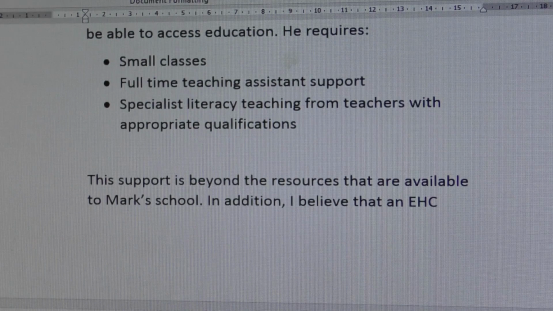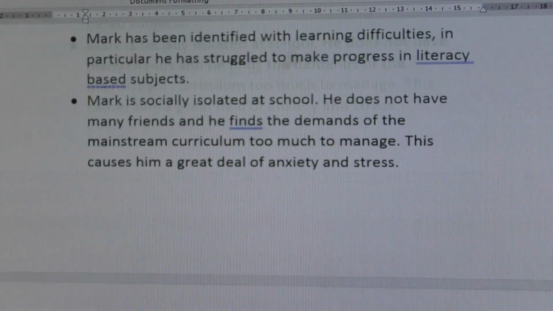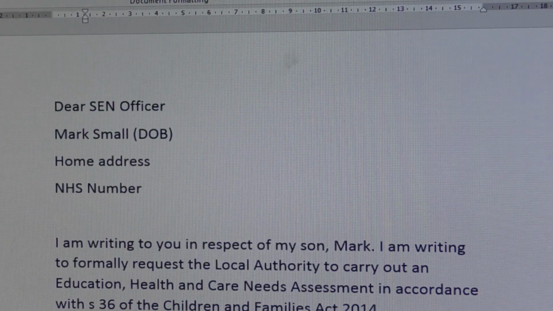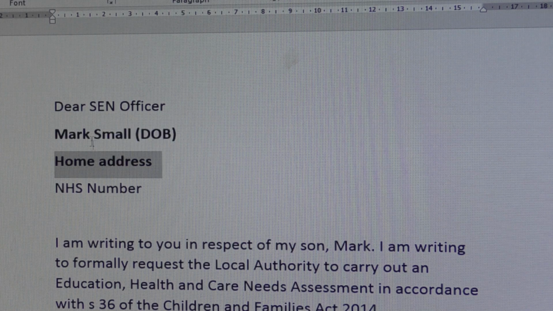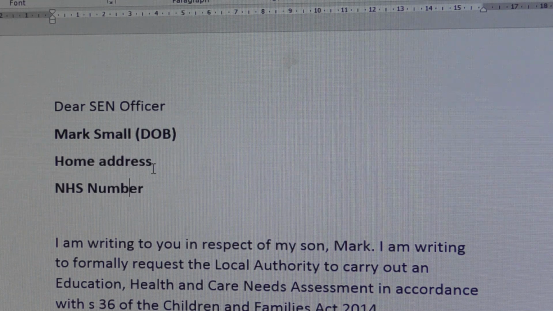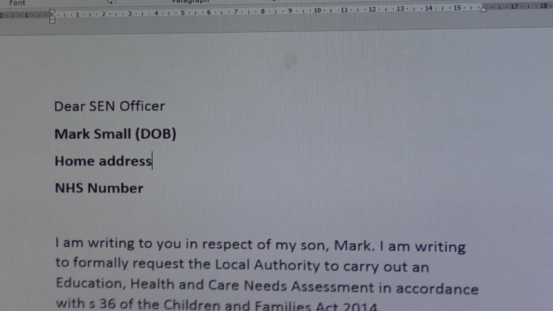of the structure of the letter, obviously I've put it in larger font type so you can see it. So the very beginning of the letter, to the SEN team, the child's name and the date of birth, your home address, your NHS number. In fact, you probably would put in here as well, actually, thinking about it, a contact number.